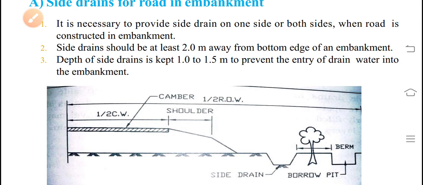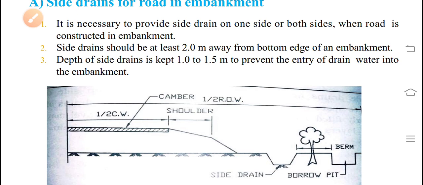Depth of side drains is kept 1 to 1.5 meter to prevent the entry of drain water into the embankment. So whatever the water is drained, that should not come onto the embankment. That's why the depth of side drains itself is kept at 1 to 1.5 meter, means around 3.3 feet to 5 feet below.